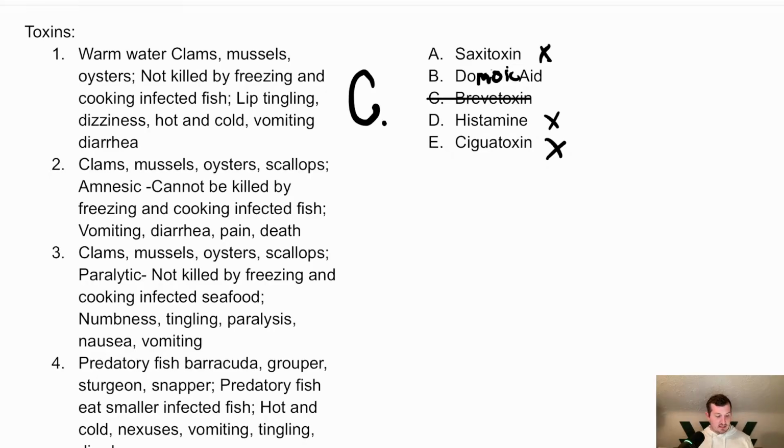Brevetoxin is the one associated with these types of foods, clams, mussels, oysters, but especially those found in warmer climates like the Gulf of Mexico. So brevetoxin will be our best fit for number 1.